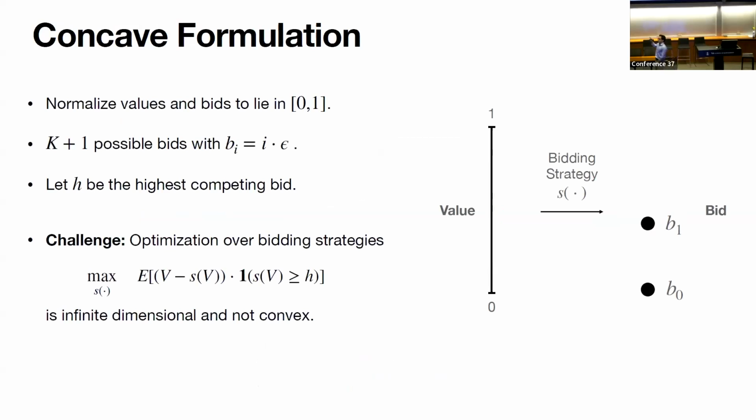So let's normalize values and bids to lie in [0, 1]. I'm going to discretize the bid space because it's typically in cents. So you can think of the ith bid being i times epsilon for some epsilon.